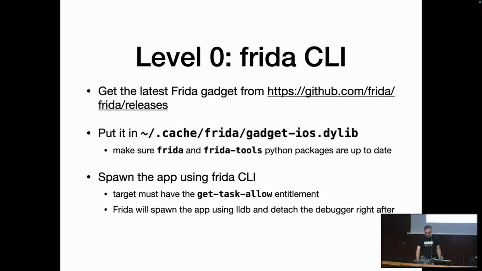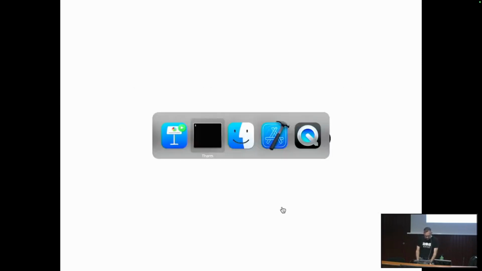So in order to do this with Frida command line tools, you just have to get the Frida gadget from the Frida releases page and put it in that place in your home directory with that specific name, so that Frida command line tools will pick it up automatically. Then you can spawn the app using Frida command line tools if the app is debuggable, which means it has the get-task-allow entitlement. Frida will be able to launch it using LLDB, inject the gadget at runtime, and detach the debugger right after that. So let's take a look at this stuff practically.